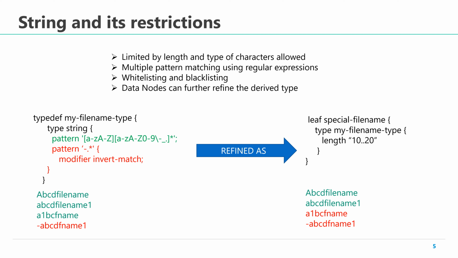When a leaf uses this derived type, it can further customize this restriction. Here as you can see, there is a leaf called special file name where all the restrictions in the derived type my file name type apply, and also the new restriction of the length having to be from 10 to 20 is also imposed. So after this refinement, anything that is not in the length of 10 to 20 will also be rejected, in addition to what will be rejected because it is on the blacklist.